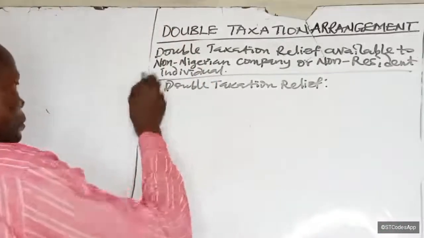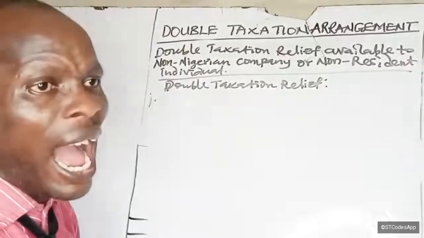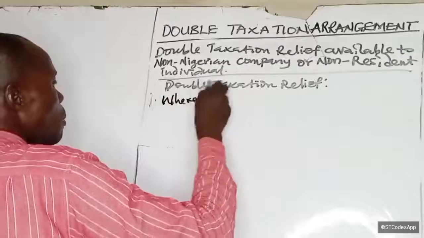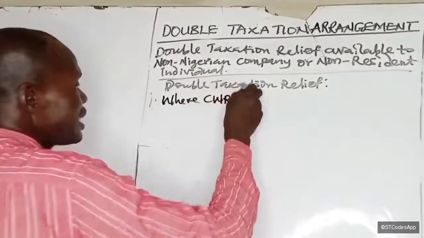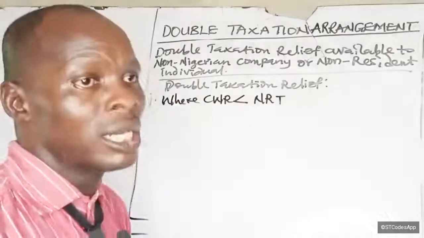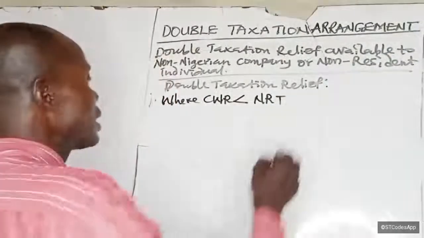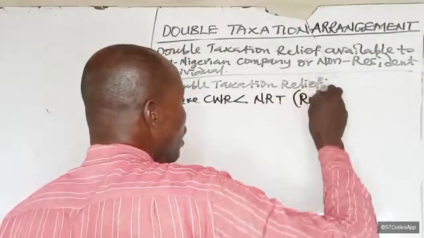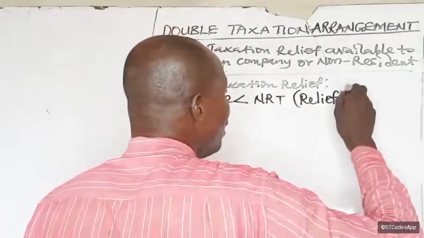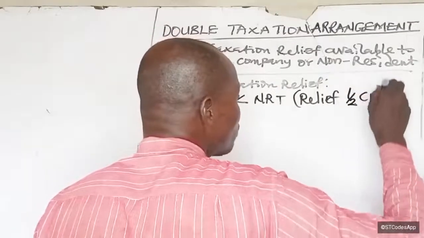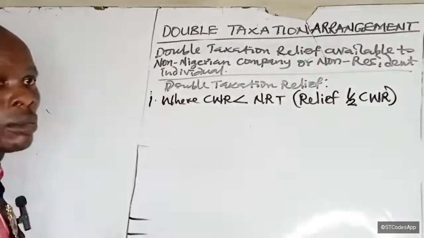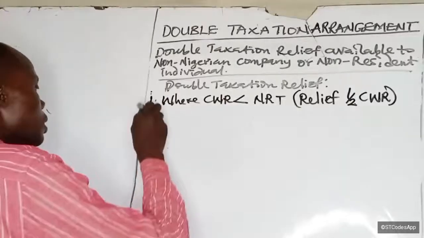Number one, where the Commonwealth rate is less than Nigeria rate of tax, relief available for a non-Nigerian company or non-resident individual shall be half of the Commonwealth rate.